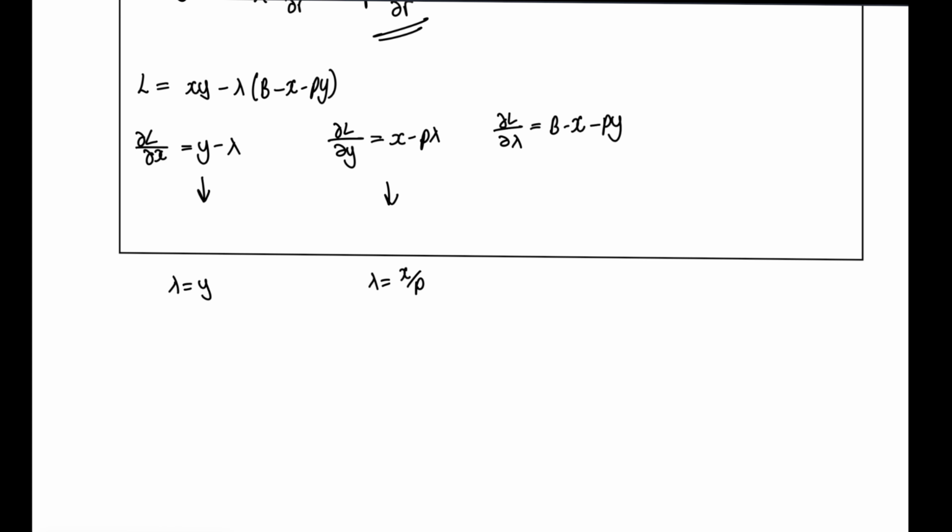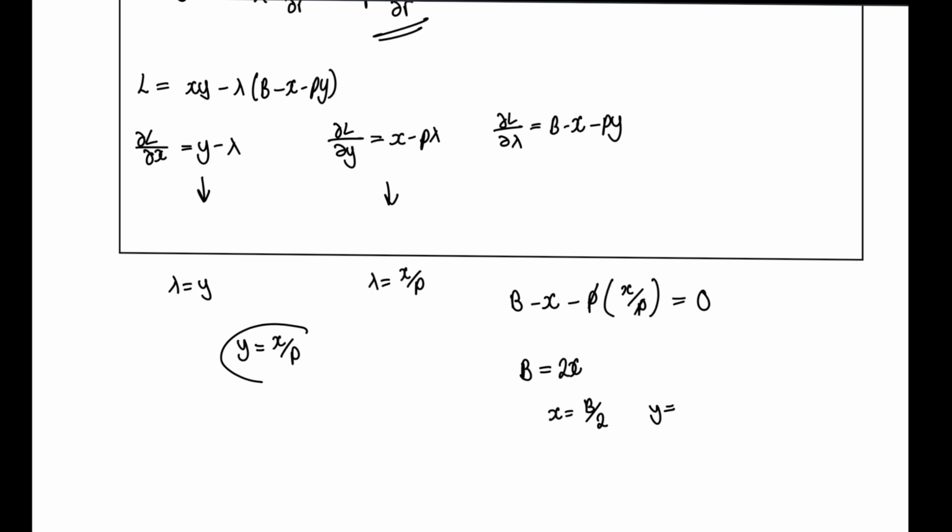Equating these together, we get y is equal to x over p. If we now plug this into the constraint, we get b minus x minus p times x over p. So the p's cancel. So we get b is equal to 2x. So x is equal to b over 2. To work out y, using this, we have b over 2 divided by p, which is just b over 2p, and then lambda is the same as y, so lambda is b over 2p.